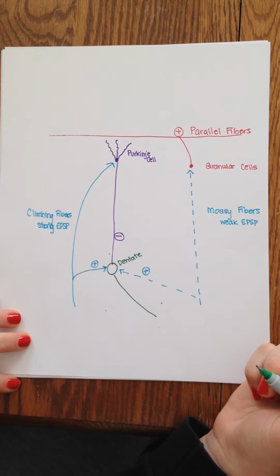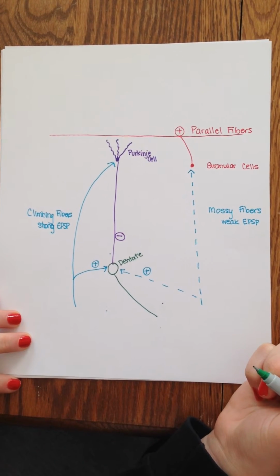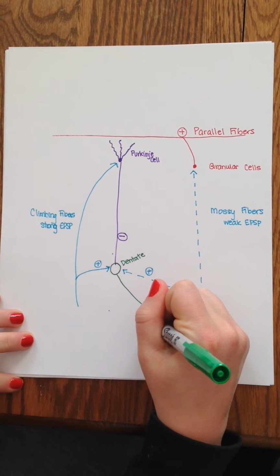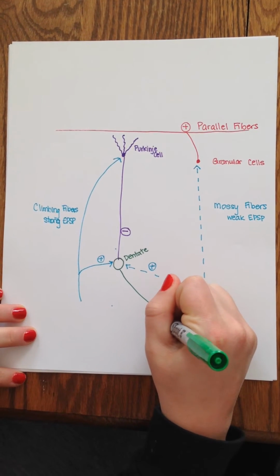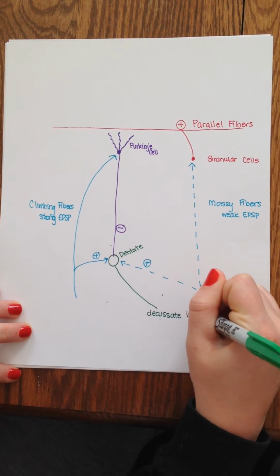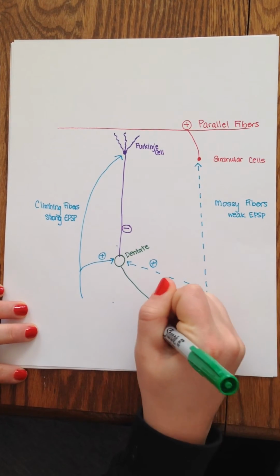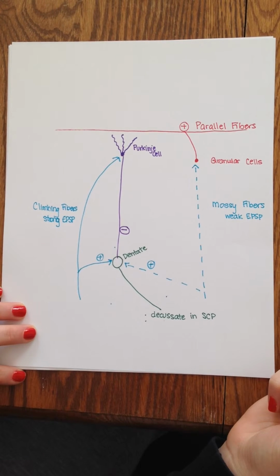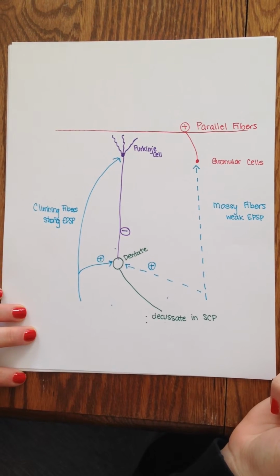They're going to decussate in the superior cerebellar peduncle. They go to their own nuclei on the contralateral side, decussate back, and then go to their various destinations, which include the red nucleus, pons, and thalamus.